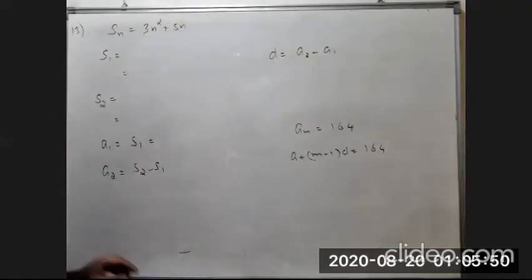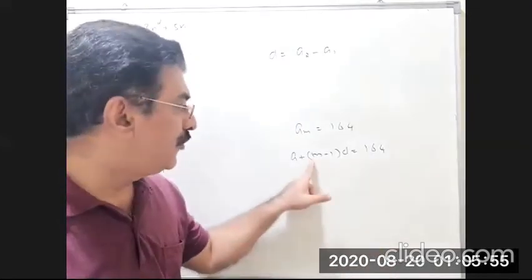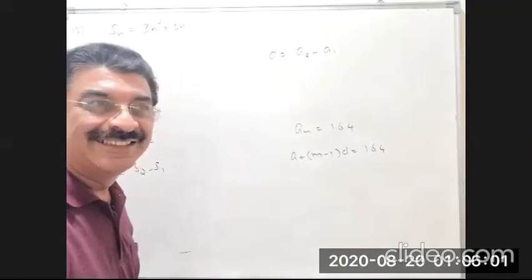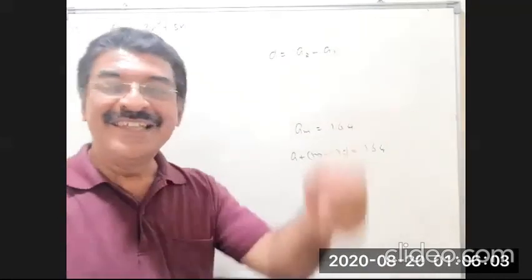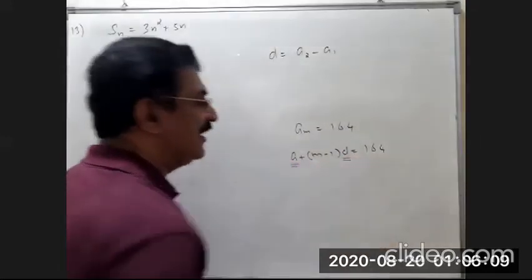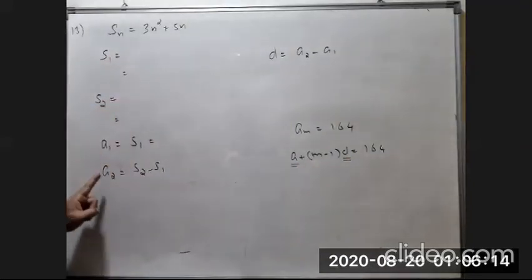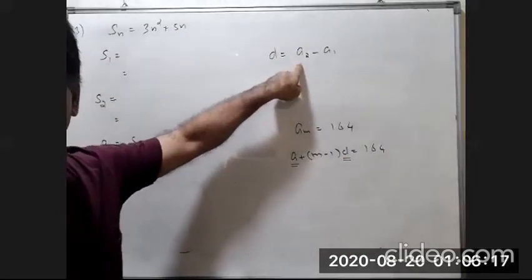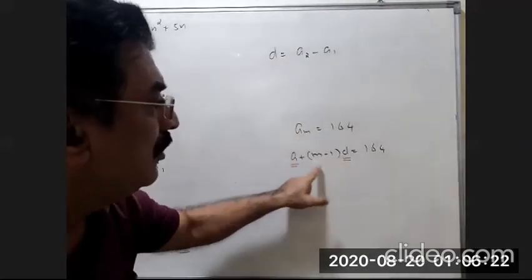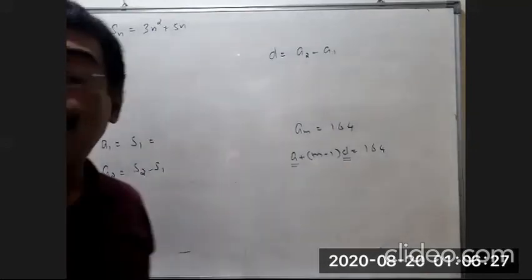See here, the question is to find M. To find M, we have to get A and D. How to get A and D? Same thing. Find S1, S2, A1, A2, D. Exactly the same as the question we did. After getting A and D, put the value of A and D, and we will get M. Try it as homework.